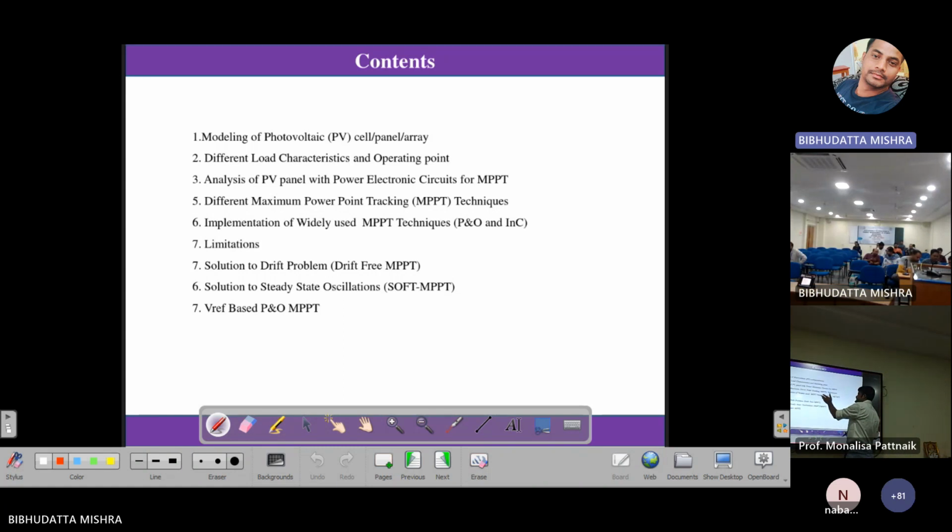Then I will explain different maximum power point techniques that are available. Obviously there are so many, but mainly I will concentrate on these two algorithms, P&O and INC. It is like, if you see the control system books, they say that 90% of the controllers used are PID. In a similar manner, in industry, the widely used MPPT algorithms are either P&O or INC. And I will show you the difference also.